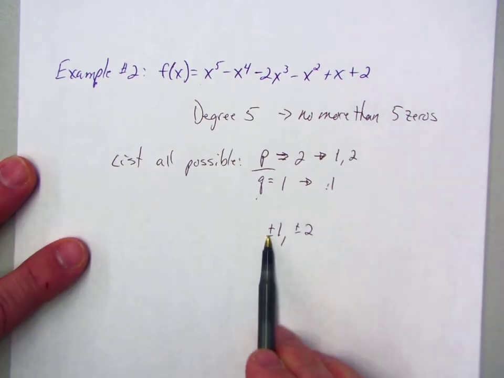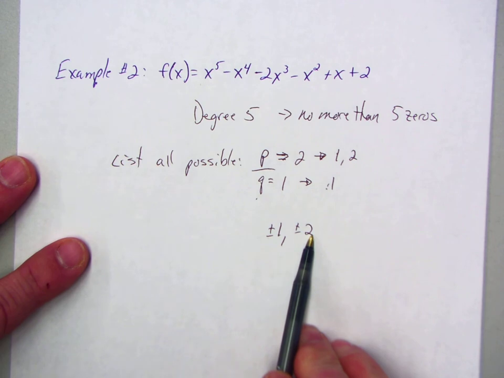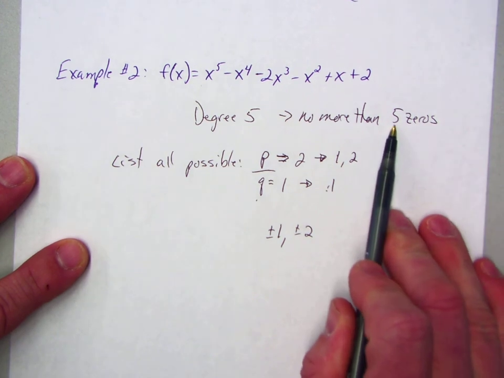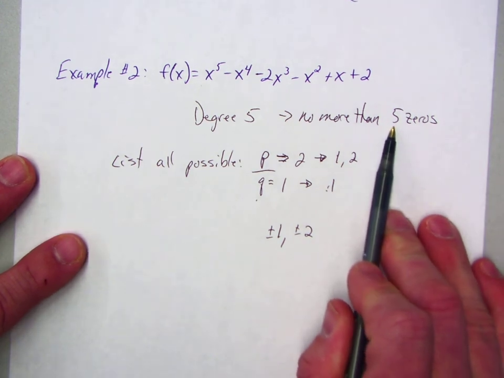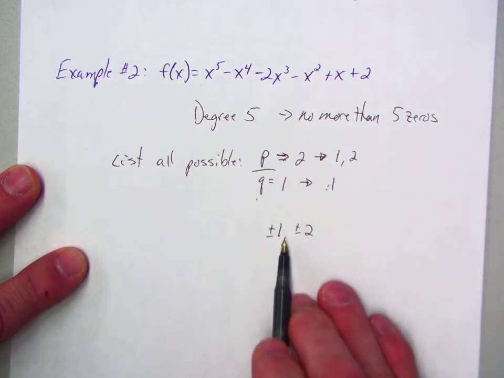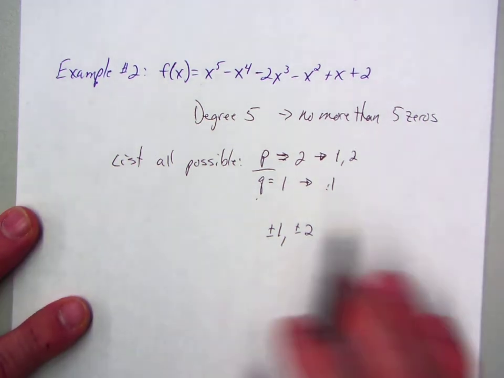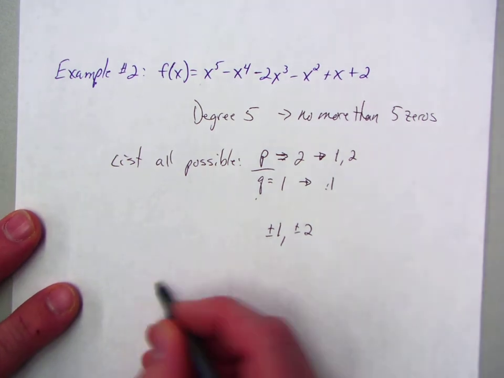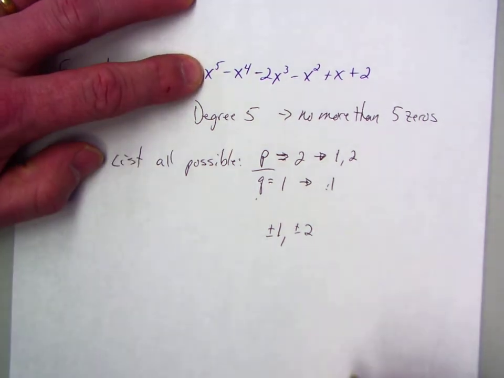You notice here I only have 4 possible rational zeros. So that means there's no way I'm going to get 5, because listing all possible ones tells me I can only have up to 4 now. Well, let's see how many we actually have. So, use synthetic division. It's a quintic.